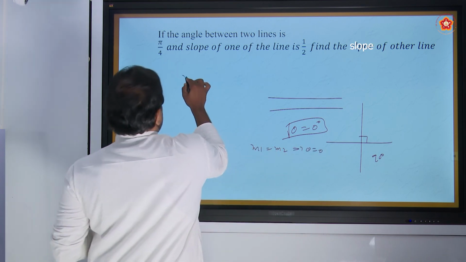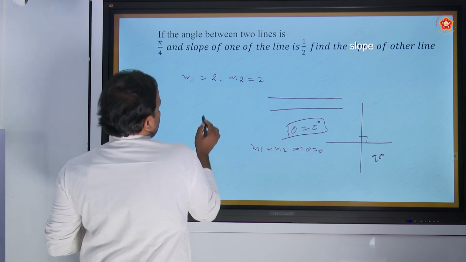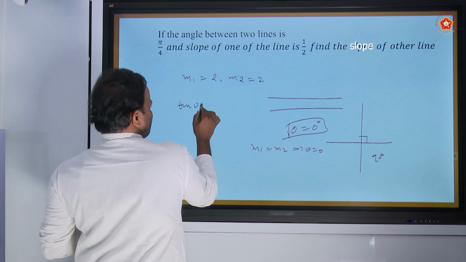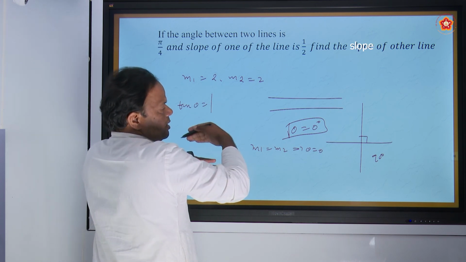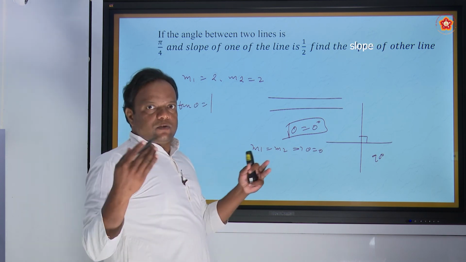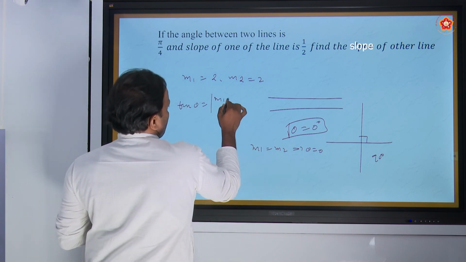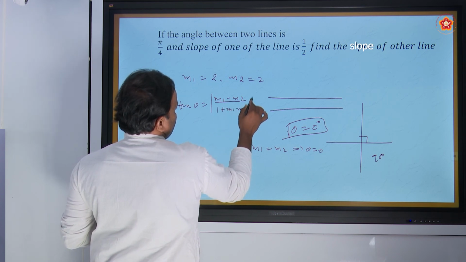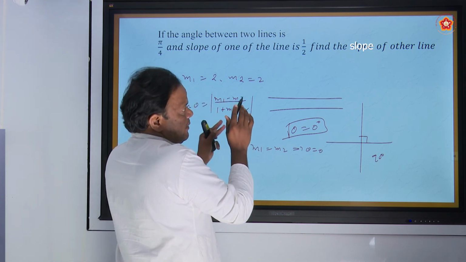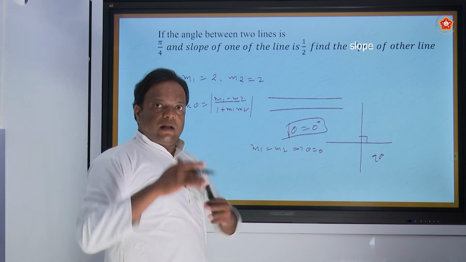See, suppose I take m1 is equal to 2 and m2 is equal to 2. What happened? Theta will come clearly 0, because slopes are equal, the lines are parallel. If the lines are parallel, then there is no angle between the lines, meaning theta equal to 0. Clearly use the formula, m1 minus m2 divided by 1 plus m1 into m2. If slopes are given the same, you write directly theta equal to 0. No need to use the formula, because the lines are parallel.